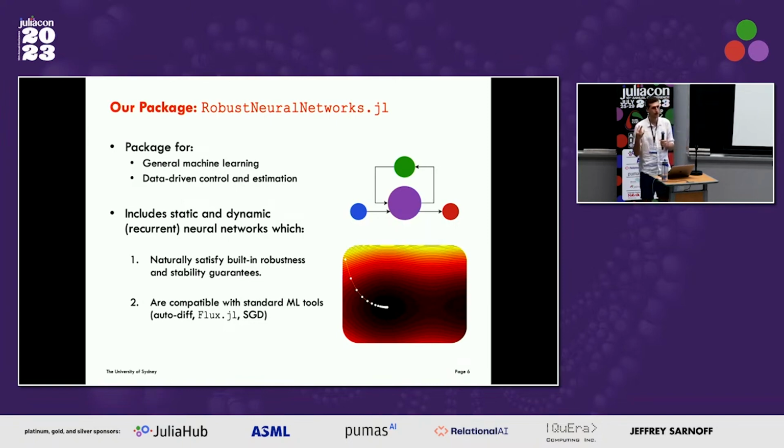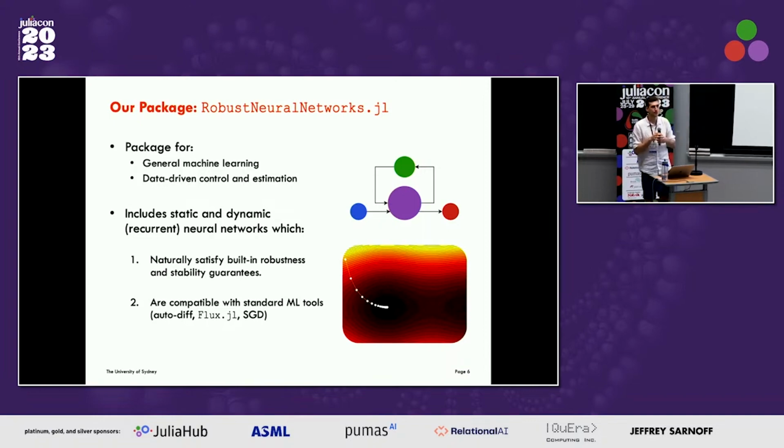And it includes two types of neural networks at the moment: static networks and dynamic, or memoryful, recurrent networks. In particular, we satisfy two properties. First, these networks naturally satisfy some sort of built-in robustness and stability guarantees. What I mean by that is we've taken these ideas from robust control and we've encoded them into the construction of the neural network. So we don't have to impose extra constraints, we just build neural networks that are naturally constructed to satisfy some robustness properties, which I'll get into in a little bit.